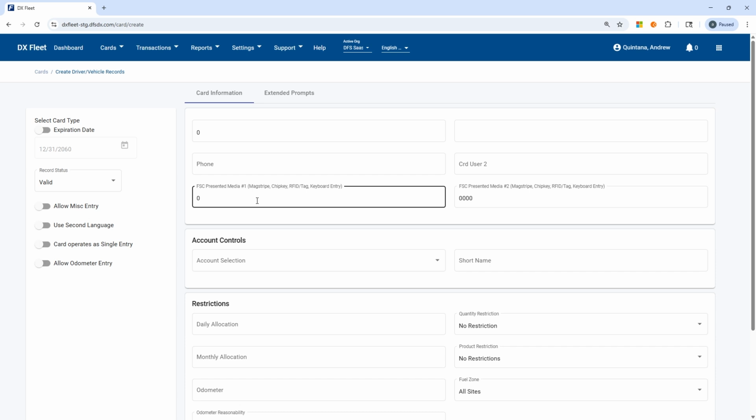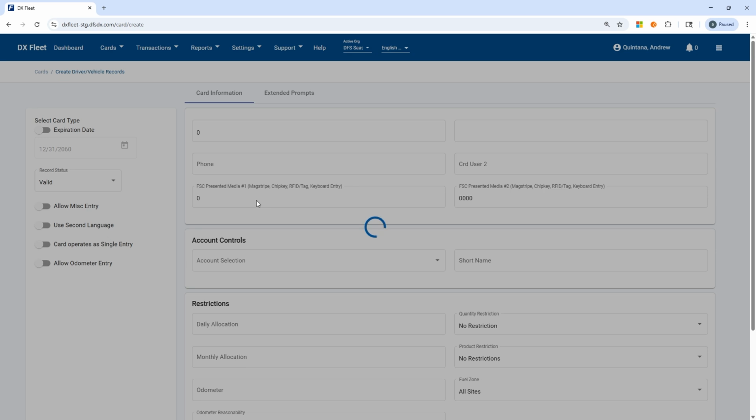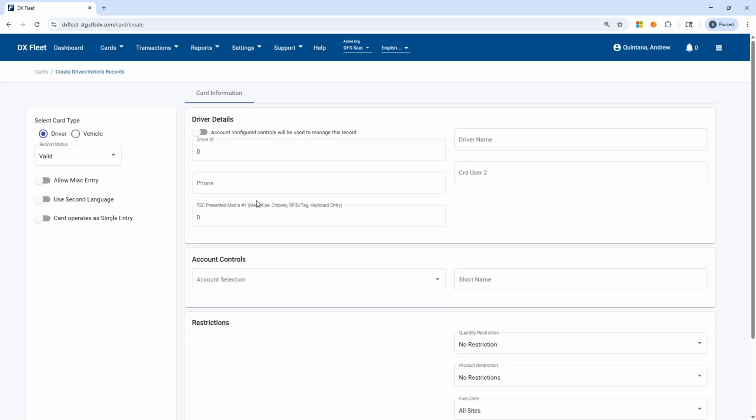But before we get into that, let's go over the different types of cards that DXFleet has to offer. Some of those are going to be mag strip cards. That's going to be similar to your Visa card, your debit card, credit cards, any of that stuff. There's going to be a magnetic strip on there that's going to read a certain number, and that number is what we are going to put into the FSC presented media field, which is basically what's being read on that card. But we have other various card types.